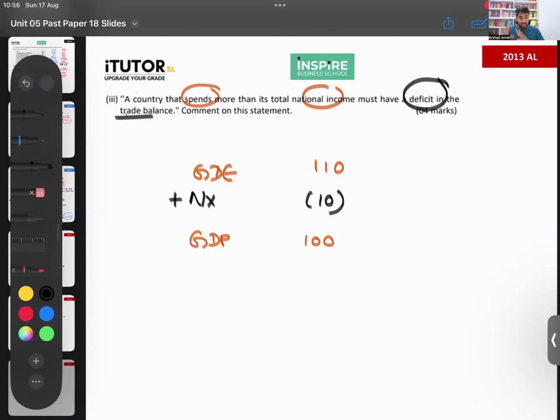Now you have to say, look here, what a country spends is this. This plus this plus this is what a country spends. A country's national income or GDP is this. So if you're spending more than what you're earning, the difference between these two is your net exports. You're spending more than what you're earning, this has to then be negative.